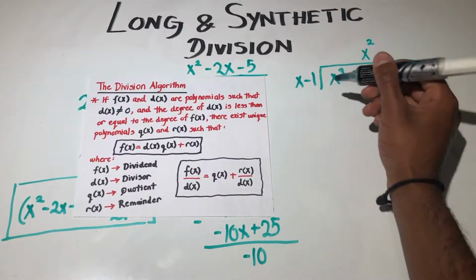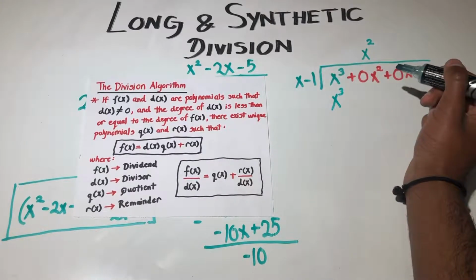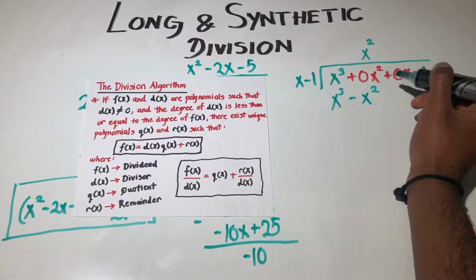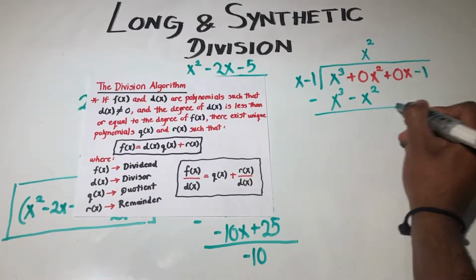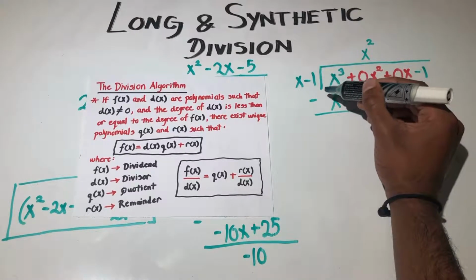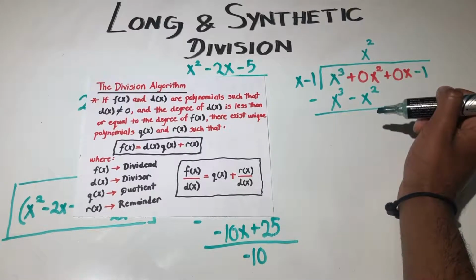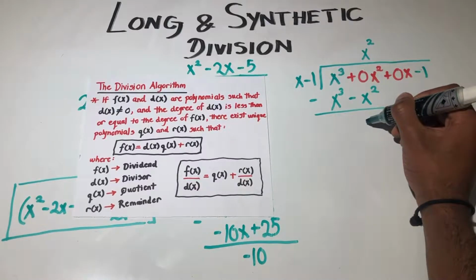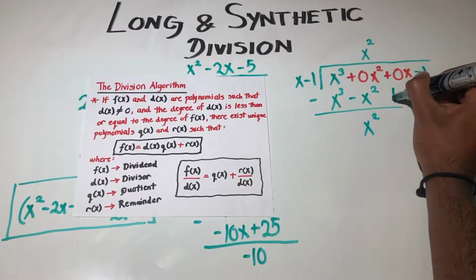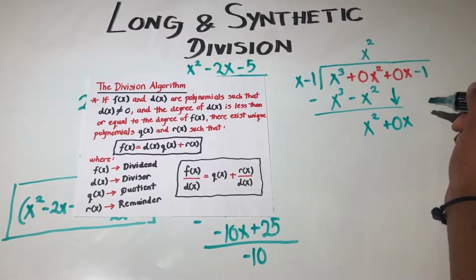X squared times x is going to give us x cubed. X squared times negative 1 is going to give us negative x squared. Subtracting these, x cubed minus x cubed is 0. 0x squared minus negative x squared is going to be 0x squared plus x squared. That's just going to give us x squared. And then we're going to go ahead and bring down our next term, which is positive 0x.